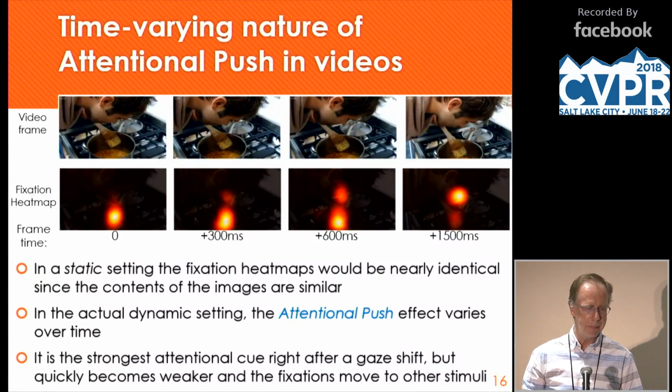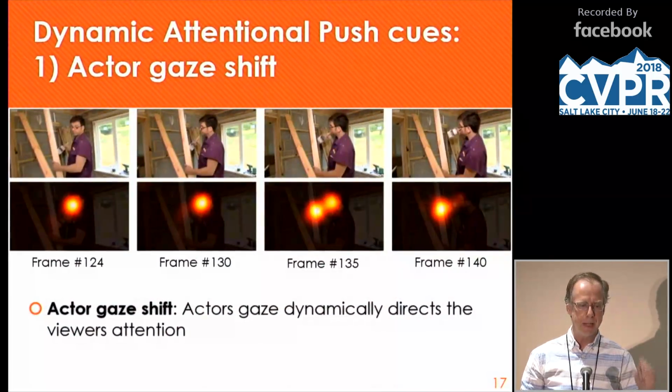Okay, here we see something interesting. We see a video which looks to be static, but it occurs just after the person moved his gaze to a frying pan. You see the attention starts at the frying pan and moves back to the face over about 1.5 seconds, whereas the static attention would give the same thing in all of these.